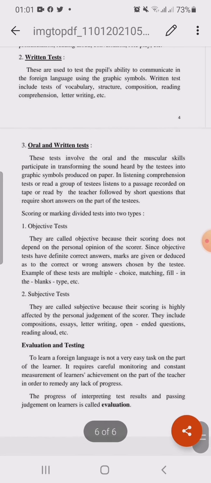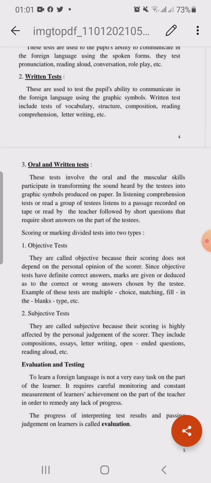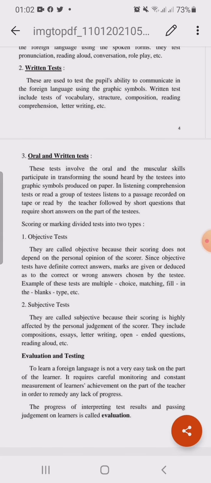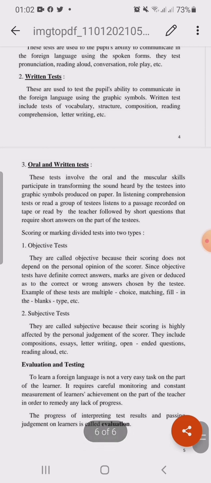Subjective tests depend on the opinion of the teacher or scorer. They are called subjective because their scoring is highly affected by the personal judgment of the scorer. They include composition, essays, letter writing, open-ended questions, whose answers are open, reading aloud, etc.